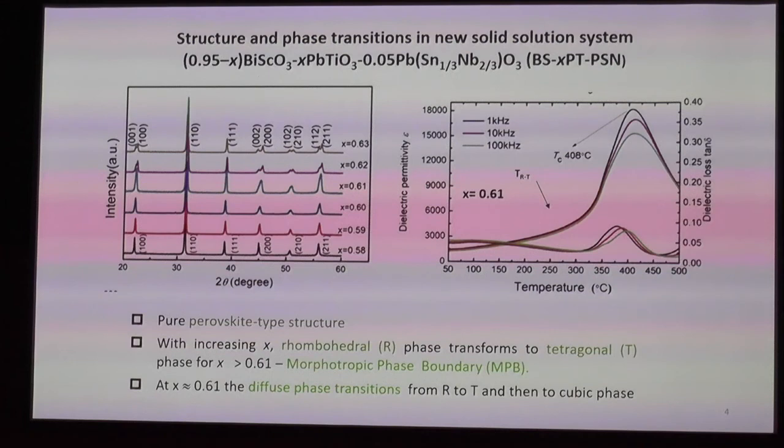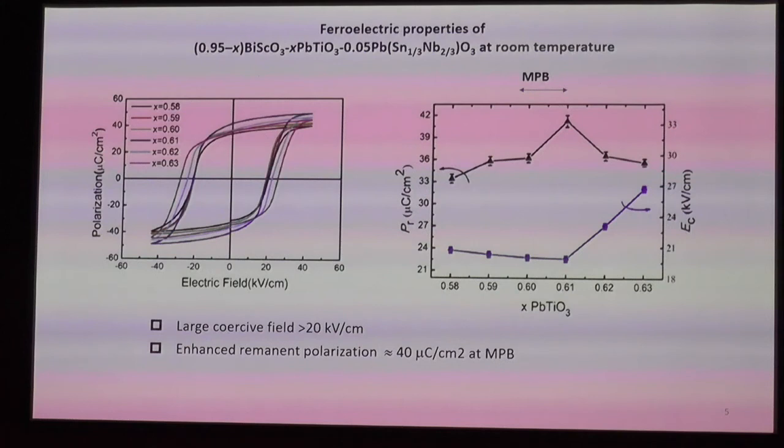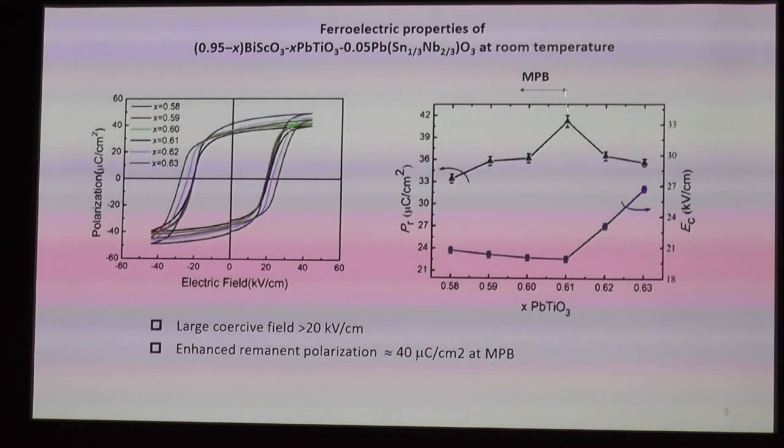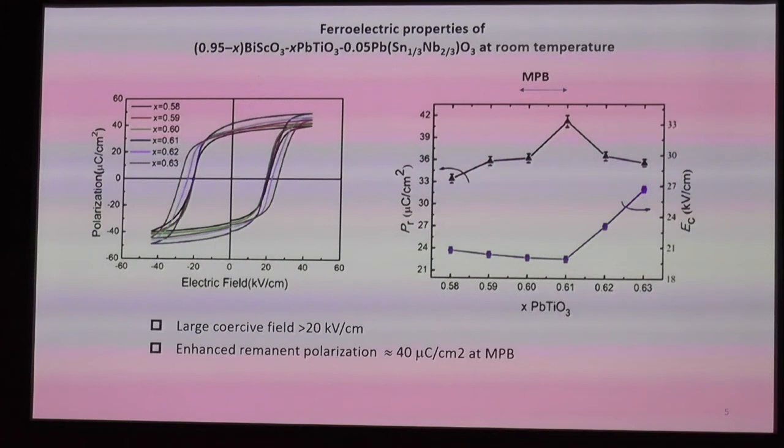This means that the boundary is inclined in the phase diagram, and upon heating, we can obtain the phase transition. And these are the properties at room temperature. You can see an increase of remanent polarization as expected at the morphotropic phase boundary, and quite a high coercive field. This is about an order of magnitude larger than in relaxor-based crystals.